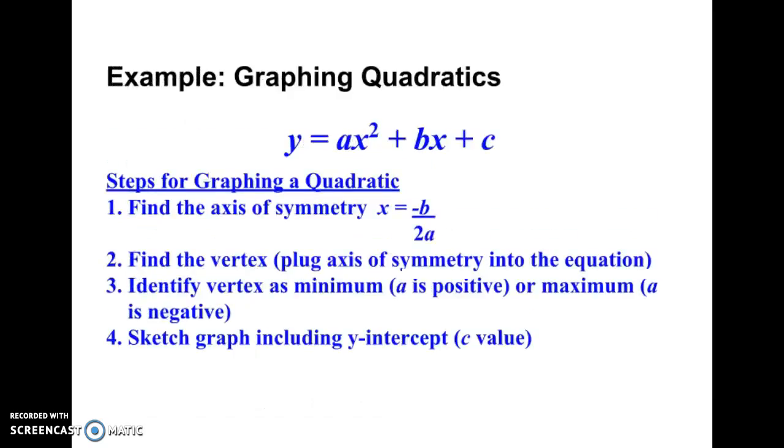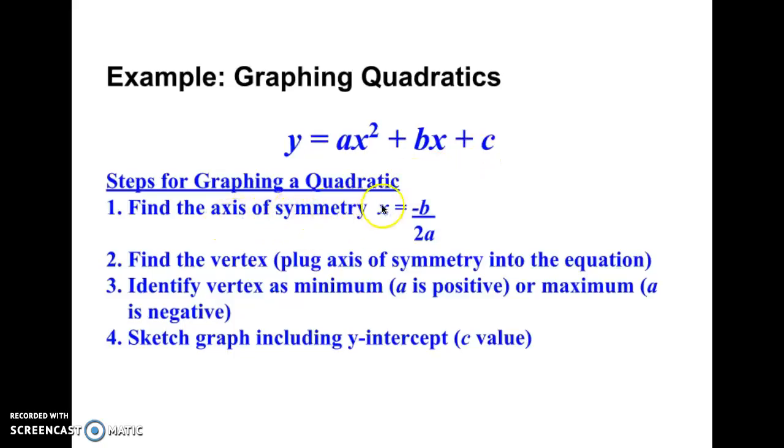This slide contains the steps for graphing a quadratic. When you look at the equation, the a is the number that's always in front of the x squared, the b is the number that's in front of the x, and the c is the number that has no variable with it. Few key things to point out.